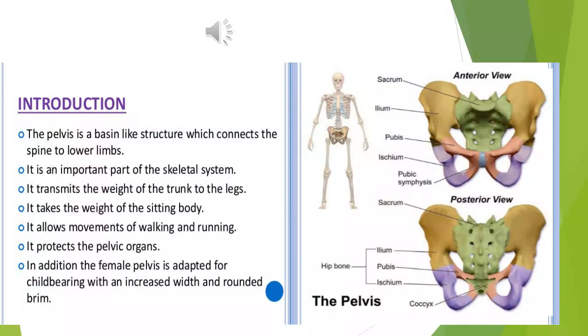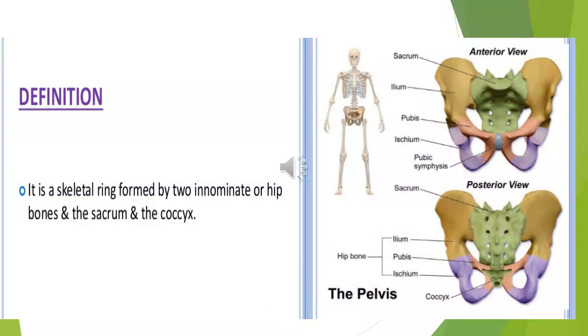In addition, the female pelvis is adapted for childbearing with an increased width and rounded brim. It is a skeletal ring that is formed by the two innominate or hip bones and the sacrum and the coccyx.